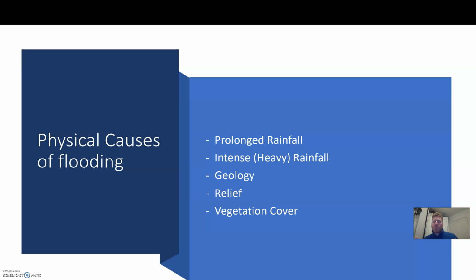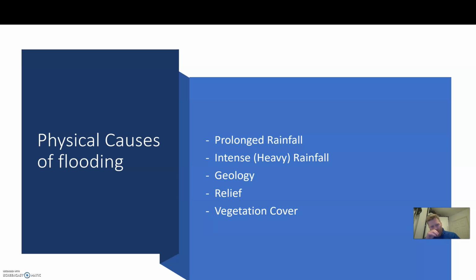We talk about prolonged rainfall, so that's rainfall that's happened over a long period of time, so maybe it's rained for many days. We talk about intense or heavy rainfall, so that's like a real sharp downpour. The geology, the underlying rock of an area or soil type, can be a physical cause of flooding. The relief, or the shape of the land, and whether there's any vegetation.